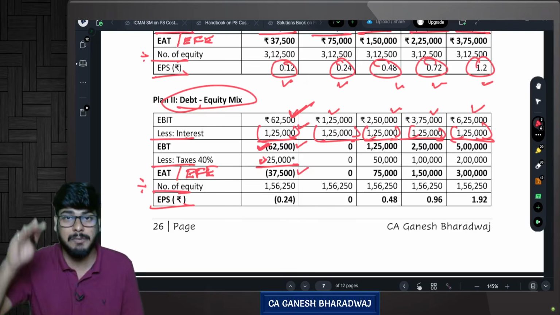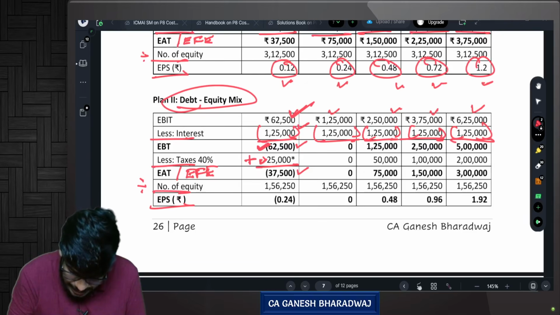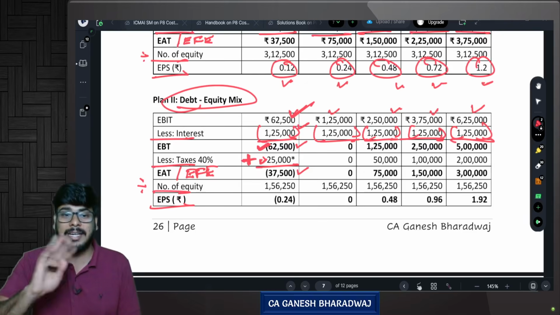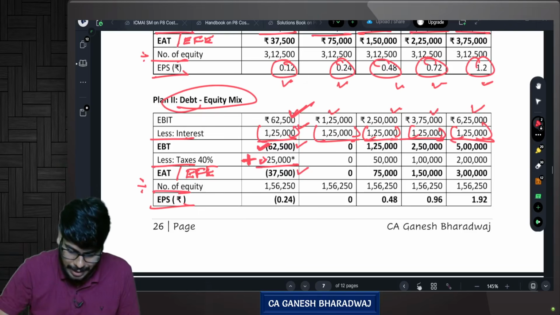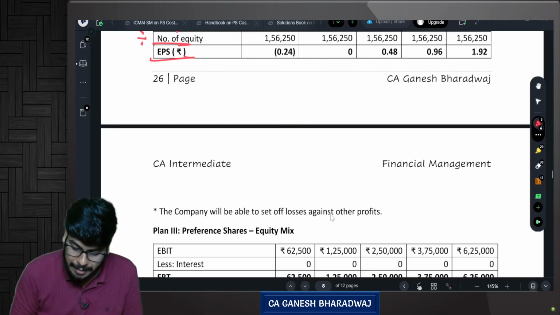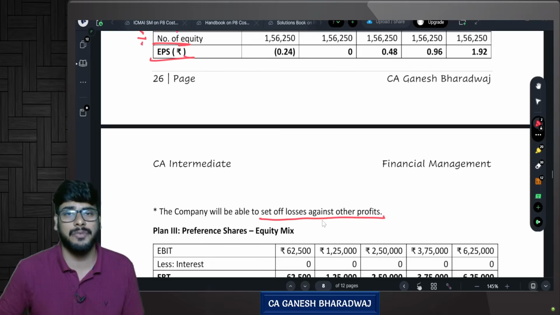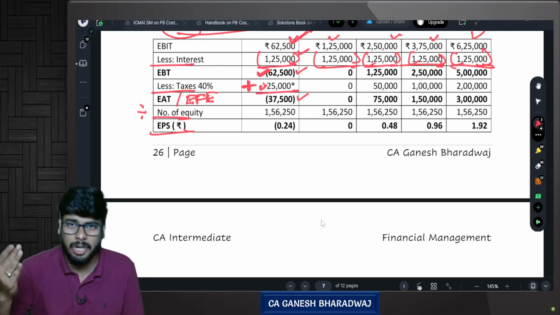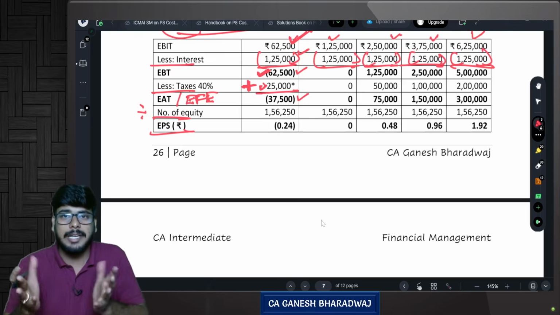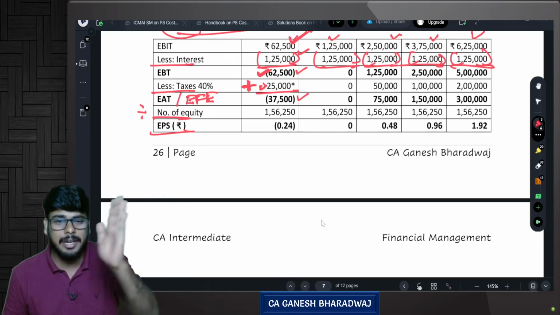So basically your loss will reduce because of the tax saving component. In this case, taxes will be added. It is not tax paid, it is tax saved. Are you clear with this? And this is where they have written a note here: the company will be able to set off the losses against other profits. Are you clear with this? So this is an income tax concept. There is something called Chapter 6 of the Income Tax Act, not the Chapter 6 of whatever material that you follow. The income tax itself has many chapters. Law is divided into chapters and sections.